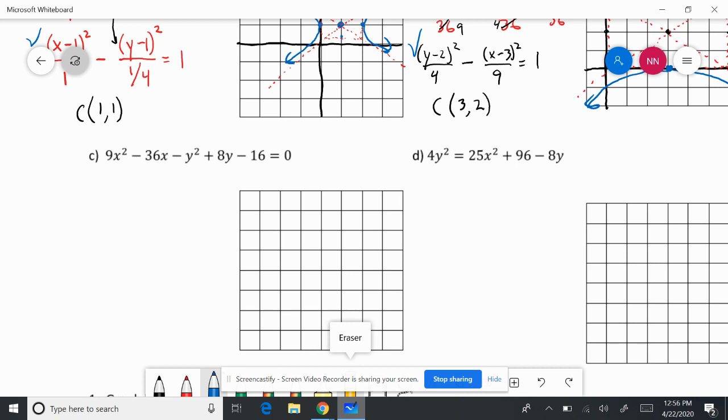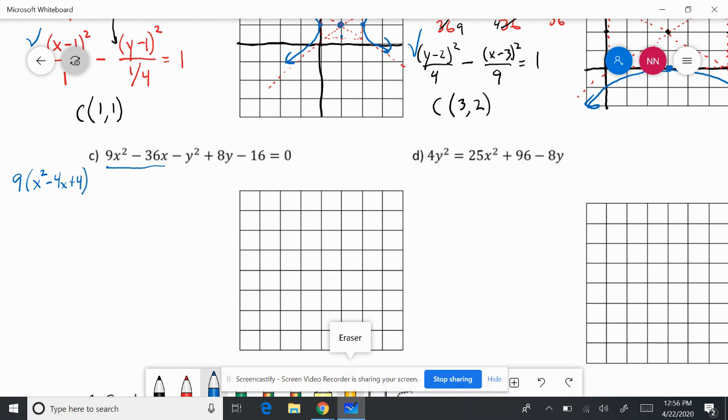We're going to continue graphing hyperbolas. First thing that we're going to do is write it in vertex form. So we're looking at our x values, and we're going to factor out a 9, and we get x squared minus 4x. We're going to complete the square. So we take the negative 4, divide it by 2, and square it, and that gives us a 4.